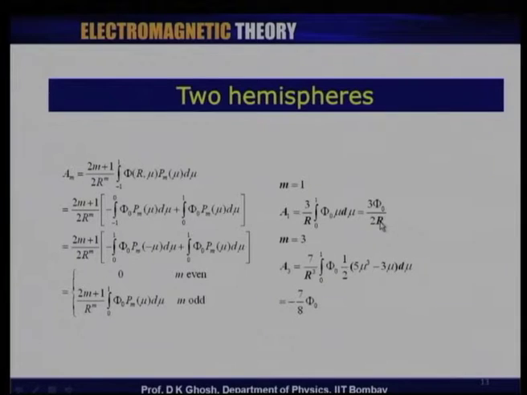If you take m is equal to 2, it is absent. Now, if you take m is equal to 3, you have essentially a cubic, 5 mu cube minus 3 mu by 2. So substitute that, and once again you can show that A 3 is minus 7 by 8 pi sigma 0, etcetera. So we get this as a series of terms with only Legendre polynomials of odd degrees being there.